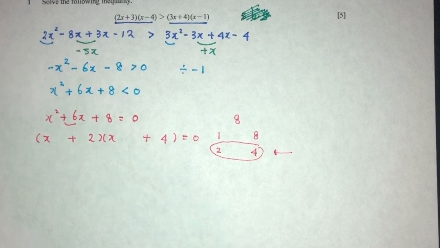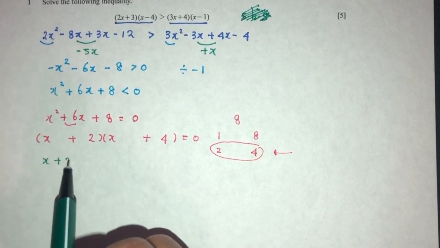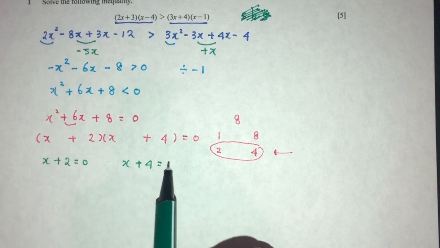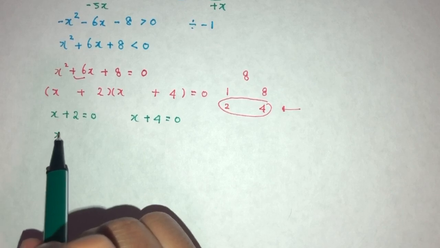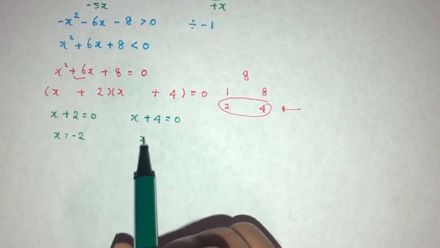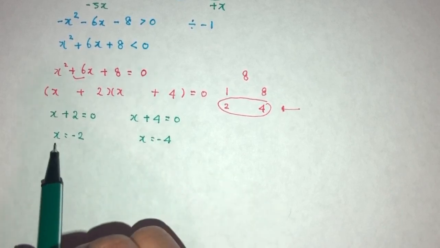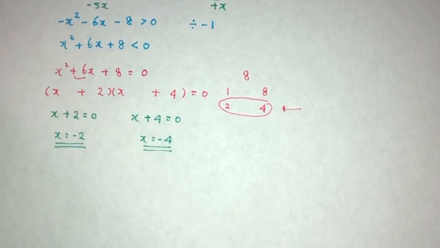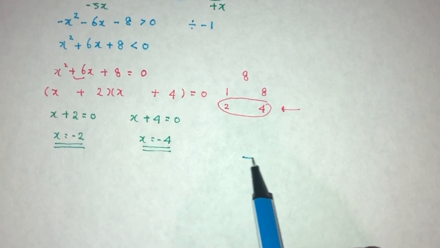So finally here we have x plus 2 equal to 0, x plus 4 equal to 0. The value will be x equal to minus 2, x equal to minus 4. So we have these two are the critical values of that equation. Then using this, let's find the solution. So we have to use a number line here.